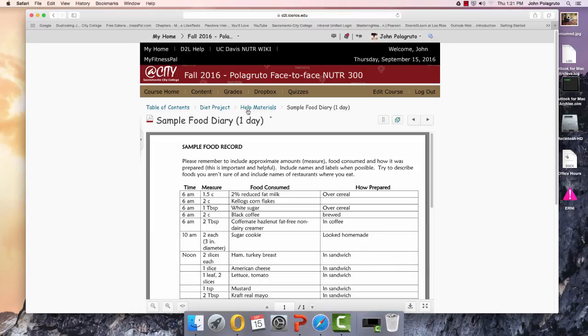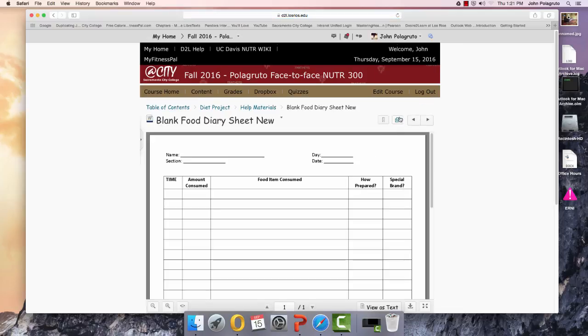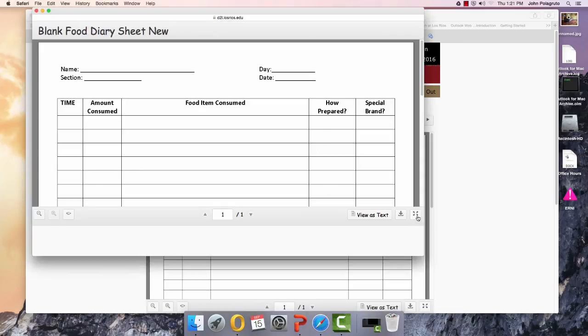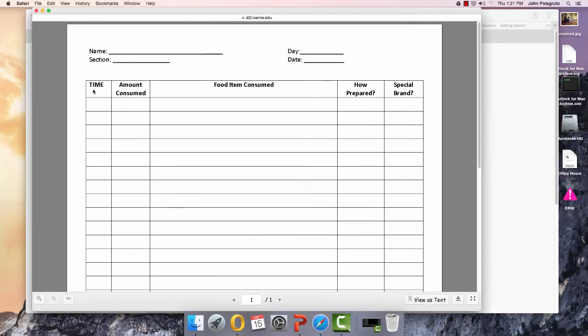The one we're going to use in this class, I'm going to find it in D2L, is right here. This has, like the previous one, when you ate something, the amount that you consumed, what the item was, how did you prepare it, and in this instance, one more column called special brand. I only mean for you to use this if you know the brand. Stouffer's, Amy's Lasagna, not Subway but Togo. So that's where you would put something like brand.